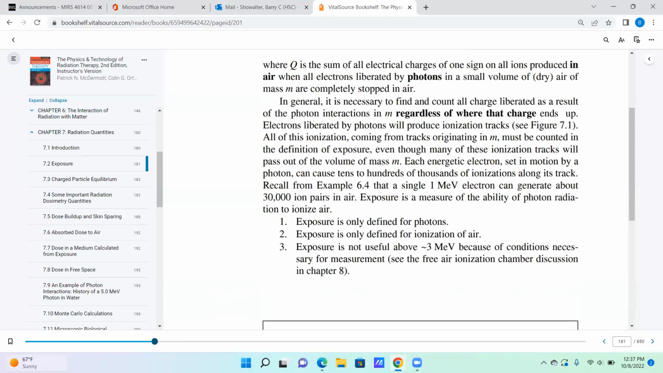A single 1 MeV electron can produce about 30,000 ion pairs, if you go back and look at 6.4. So exposure is a measure of the ability of photon radiation to ionize the air. Exposure is only defined for photons. It's only defined for ionization of air, and exposure is not useful above 3 MeV because of the conditions necessary for measurement, which is something we'll get to a little later.